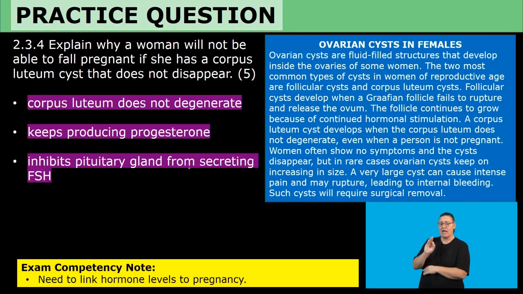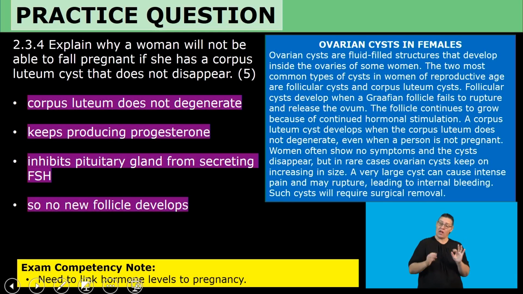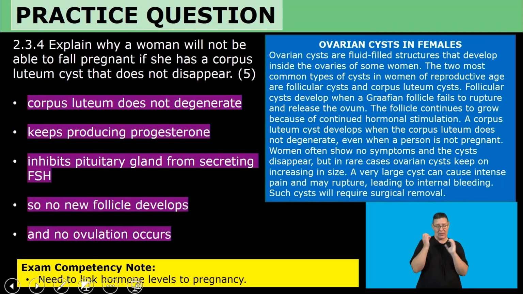inhibits pituitary gland from secreting FSH, so no new follicle will develop, and no ovulation will occur. Therefore, this woman will not be able to fall pregnant because the body is lying. The body is saying, I'm pregnant, and this woman is not pregnant.